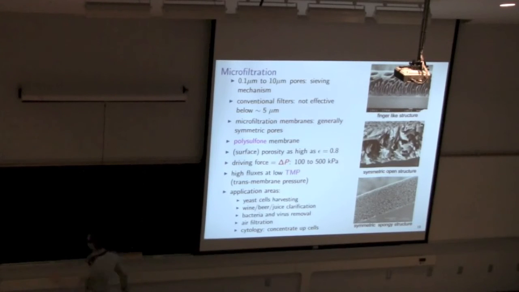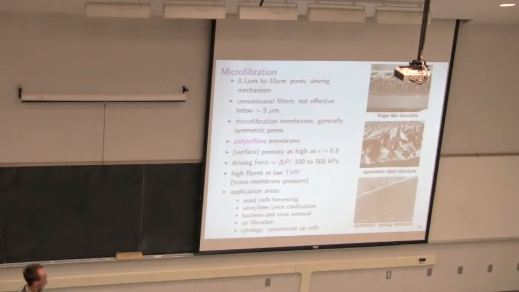Now, let's just talk about the asymmetric membranes. Asymmetric membranes are structured in this particular way for a good reason. Symmetric membranes are taking the full force of that transmembrane pressure. The TMP between 100 and 500 kPa is being supported by that membrane, so that membrane has to have the structural integrity to remain intact in such large pressure differences.